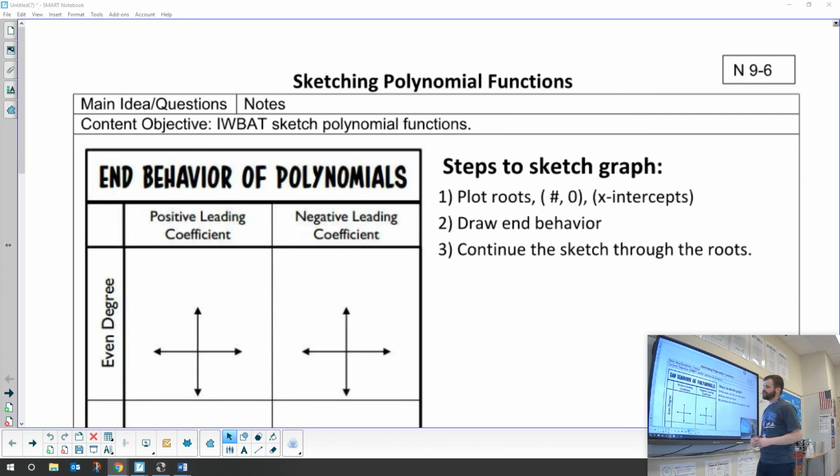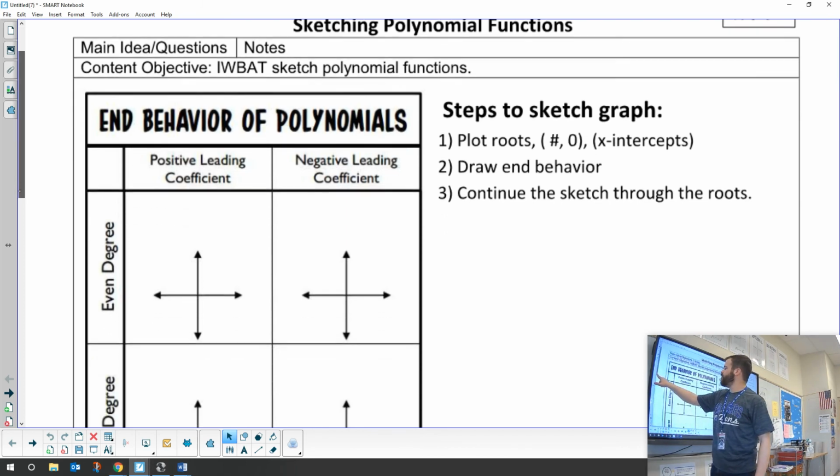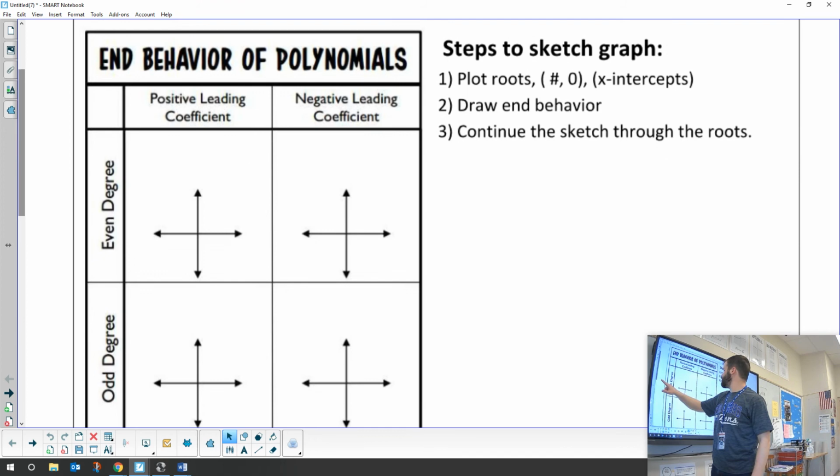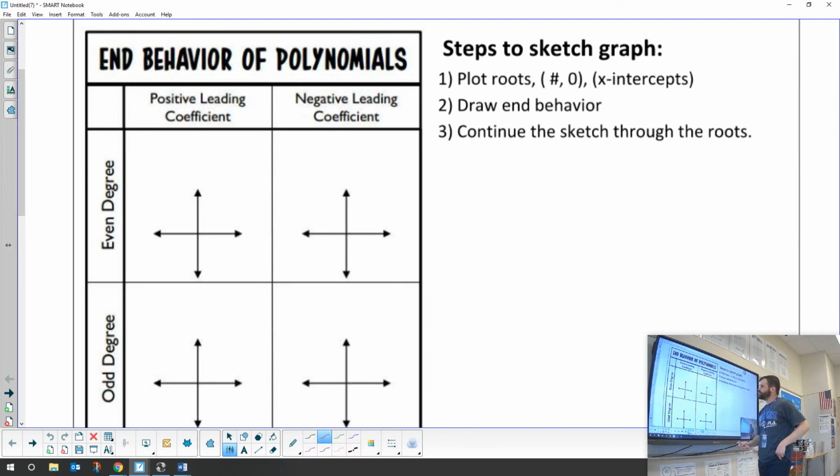What I mean by sketching is we're just going to put some points on here and decide what it will kind of look like. That way we can interpret polynomials and what's called their end behavior. So whenever we have a polynomial, there's a lot of different things that can happen to it.